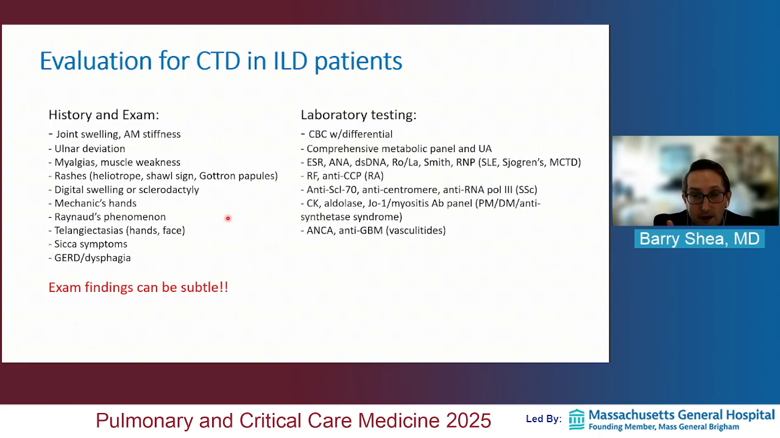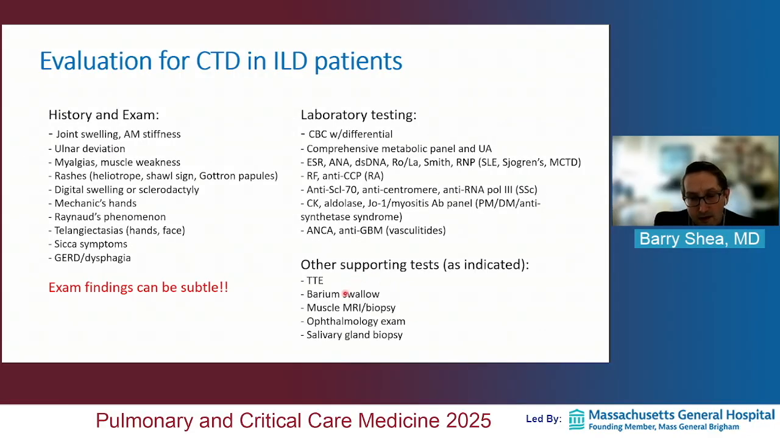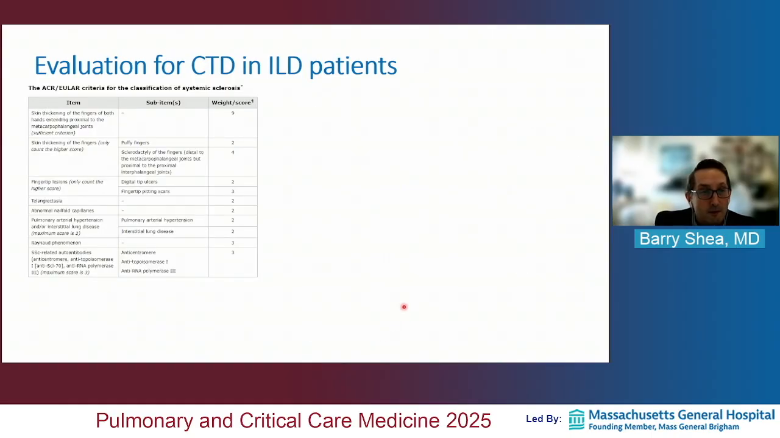We typically, when evaluating a new ILD diagnosis patient, will send off extensive serologies looking for further evidence of an underlying connective tissue disease, which you can see here. And then occasionally other supporting tests are needed, things like echocardiograms if there's concern for pulmonary hypertension, or other testing based on symptoms or the suspected underlying disease process. And then, as I'm sure many of you know, there are defined classification criteria for many of the connective tissue diseases.